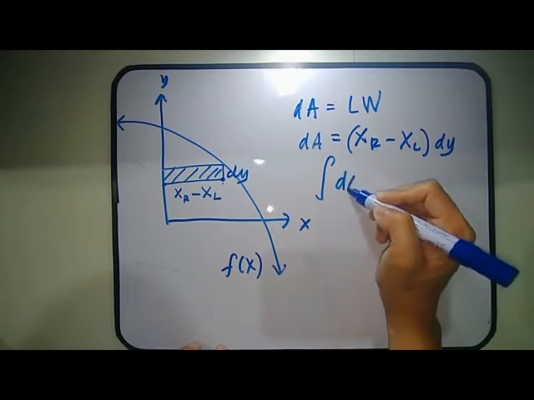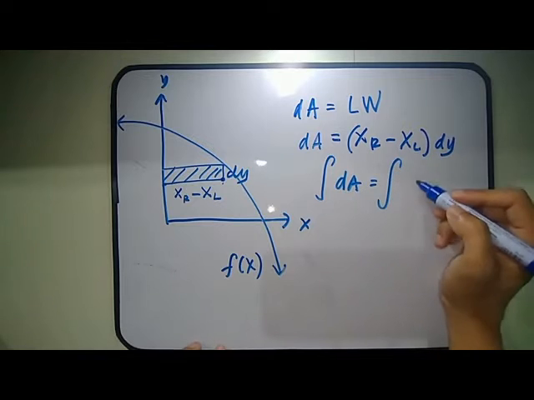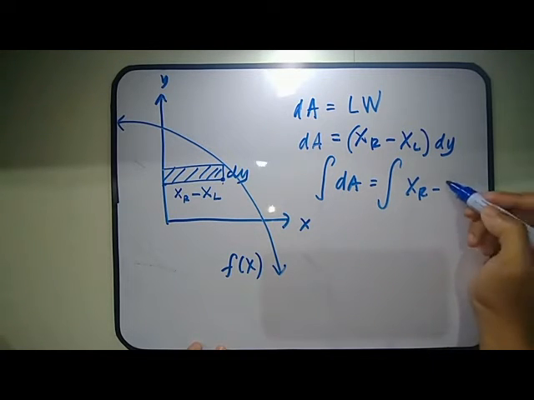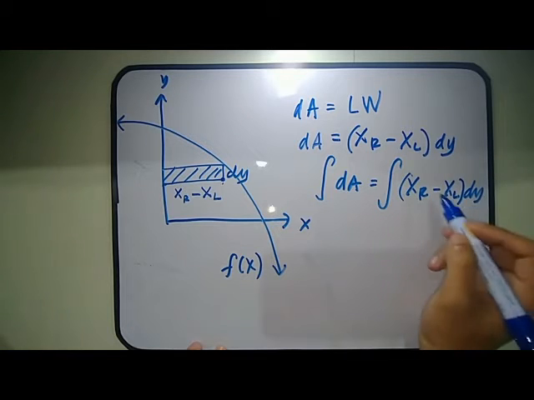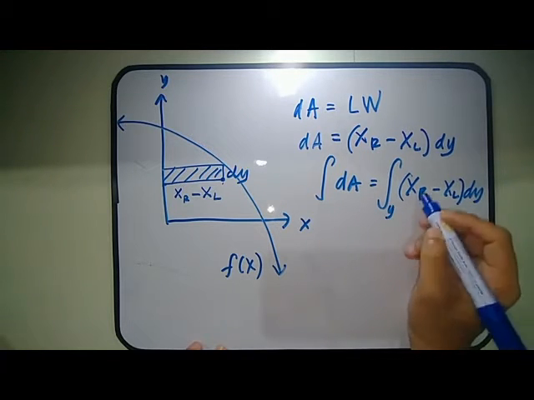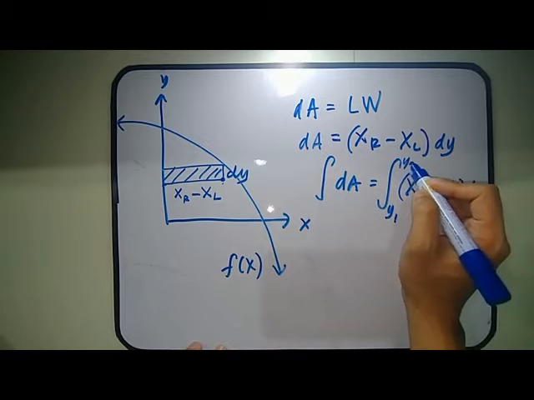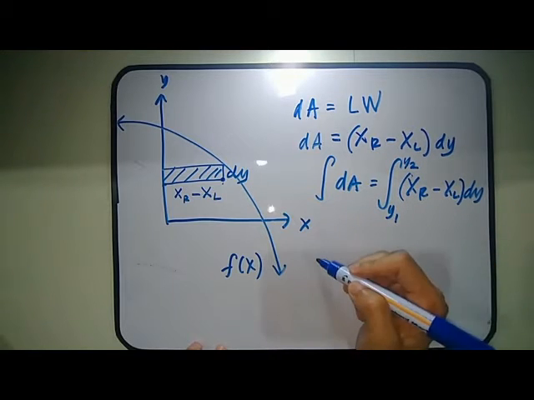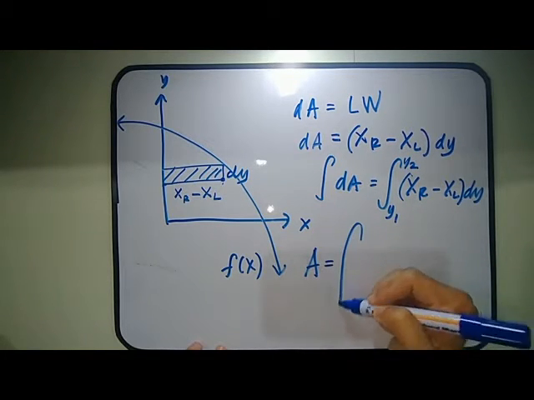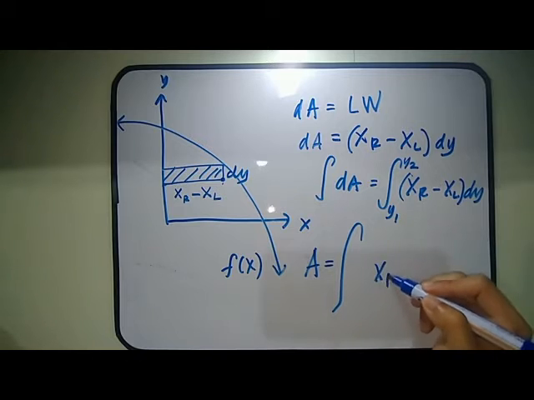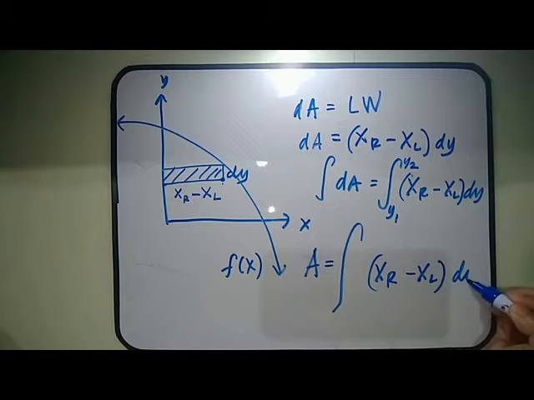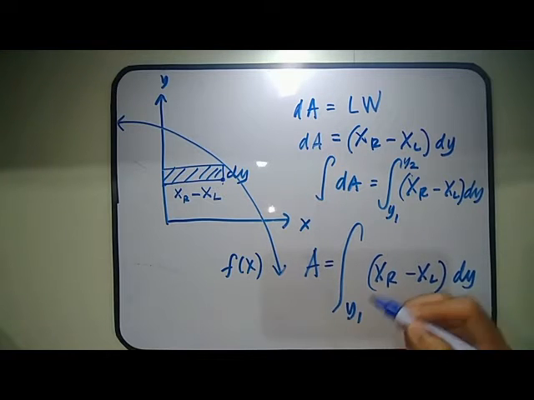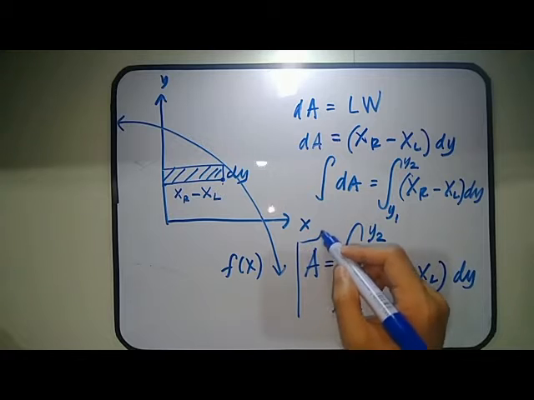Integrating both sides, we can extract the area. So area is equal to the integral of x sub r minus x sub l differential of y. We have dy here, so our boundary will be from y sub 1 to y sub 2. It can be y upper minus y lower. So area is the definite integral from y sub 1 to y sub 2 of x sub r minus x sub l differential of y.